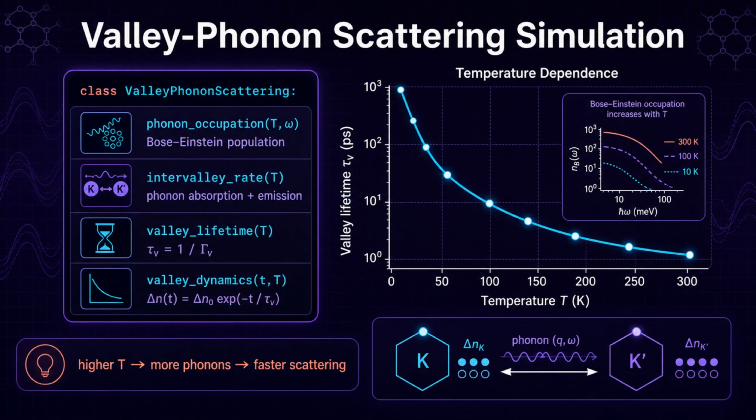We can simulate valley phonon scattering dynamics with Python. The valley phonon scattering class takes temperature, phonon frequency, and coupling strength as inputs. It calculates phonon occupation using Bose-Einstein statistics, intervalley scattering rate, and valley lifetime. Plotting lifetime versus temperature shows the exponential increase at low temperatures, consistent with thermal suppression of phonon-mediated scattering.